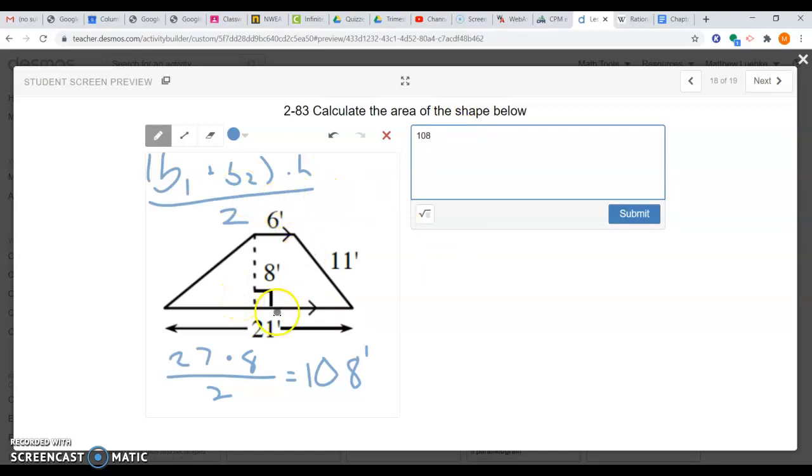But just remember, now that we've derived that formula, we can use it anytime. So B1 plus B2 times the height divided by 2 is always going to give us the area of our trapezoid. Okay, I hope this video has been helpful.